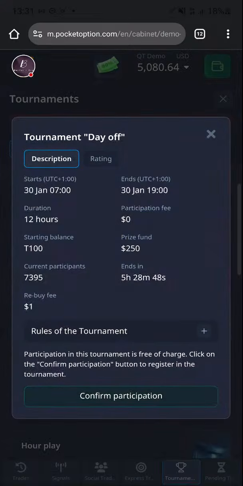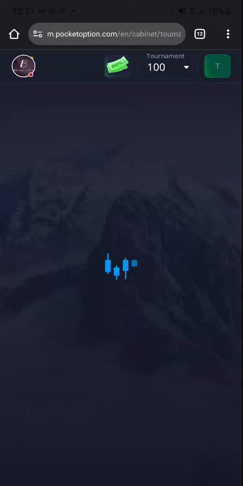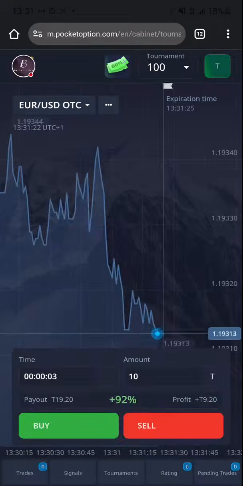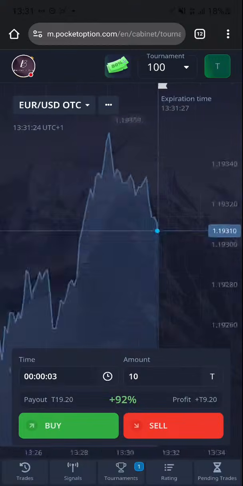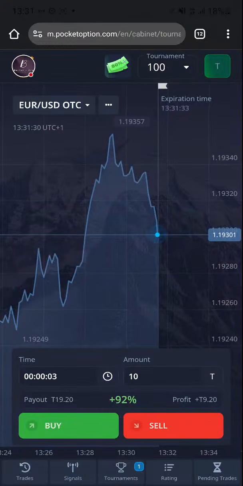So hit on this. Then click confirm. Then we'll click continue. Good. So this is a blank canvas right now, the way it is. So the first thing we're going to do in the setup.